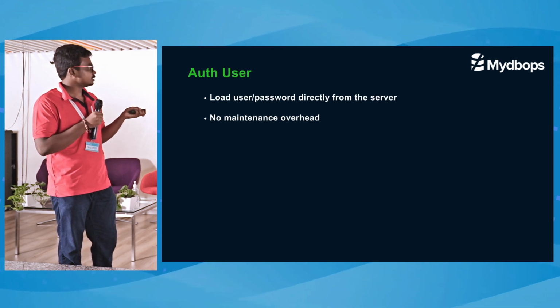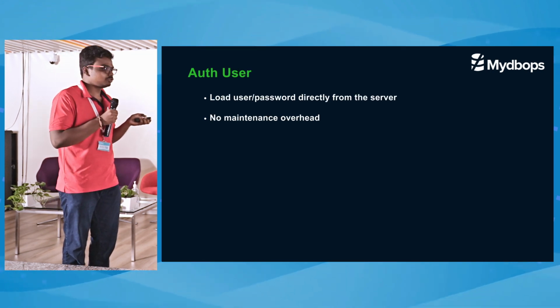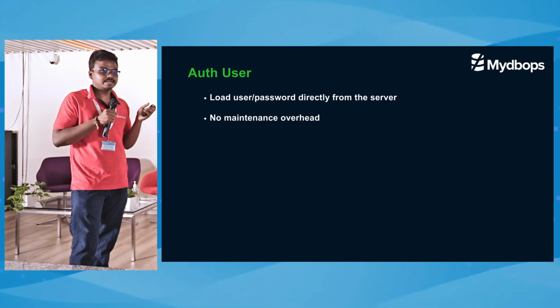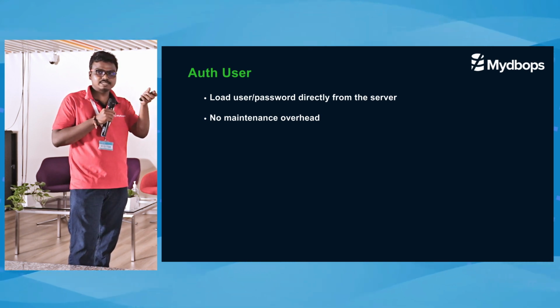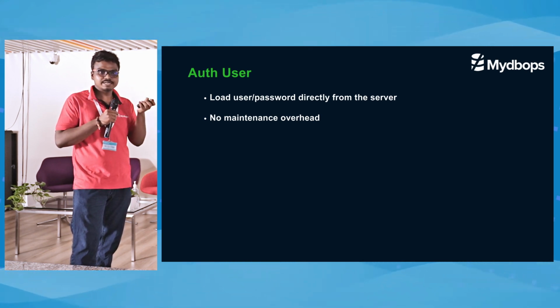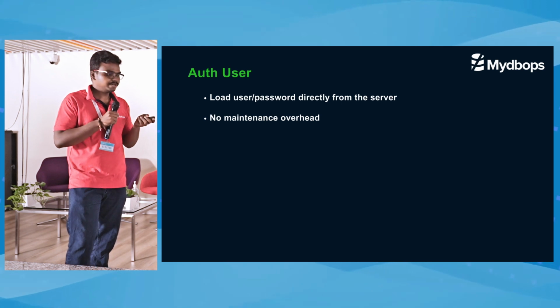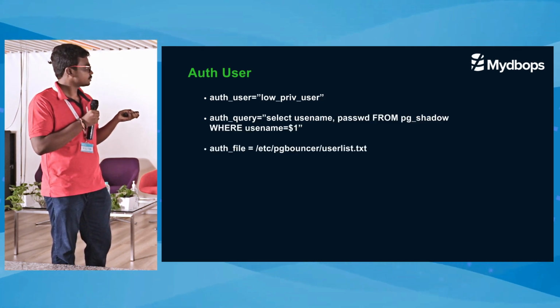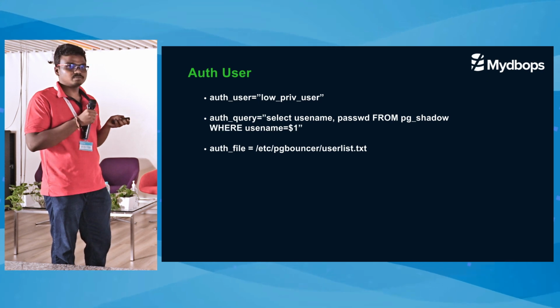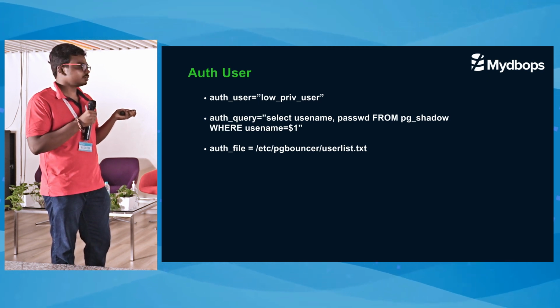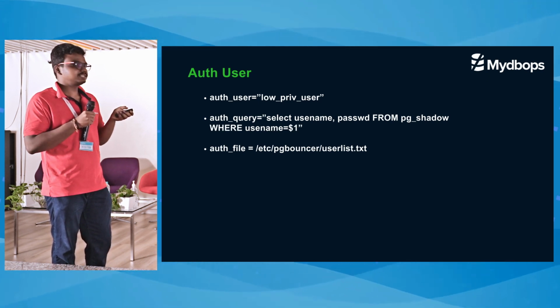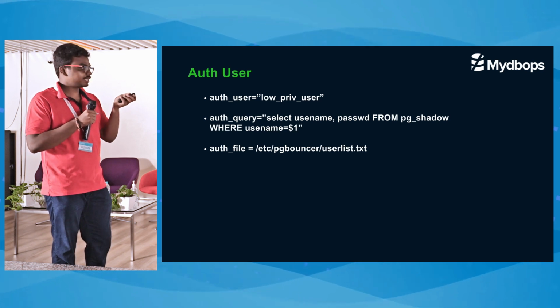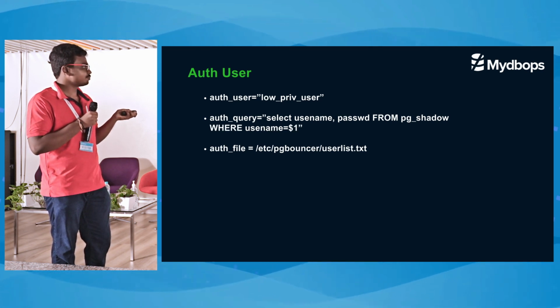So we have another one, called auth user. What it will do is, instead of using the file, directly fetch from the database and get the credentials from the database itself. We don't need to maintain many files on the PgBouncer server. For this, we need to create only one low privileged user to fetch the credentials from the database. Okay, and this is the sample query.